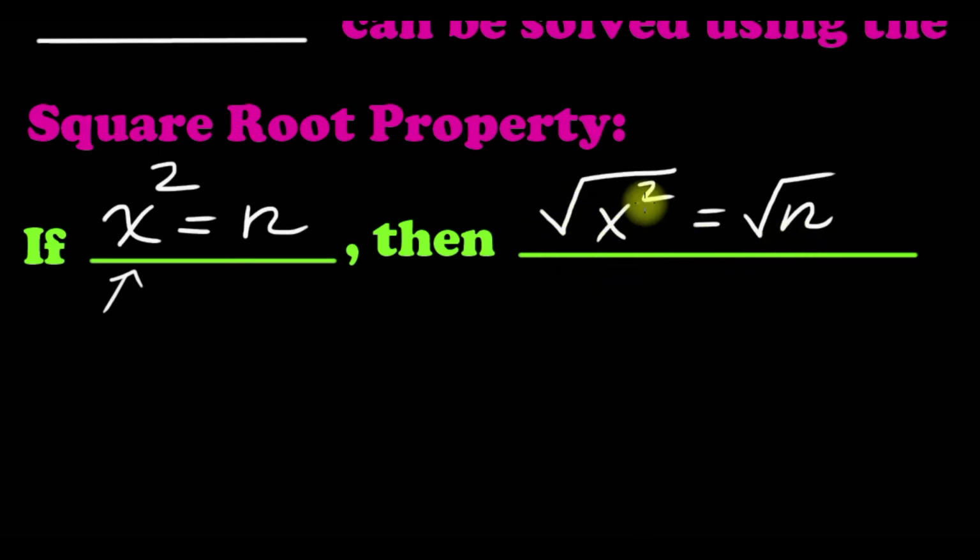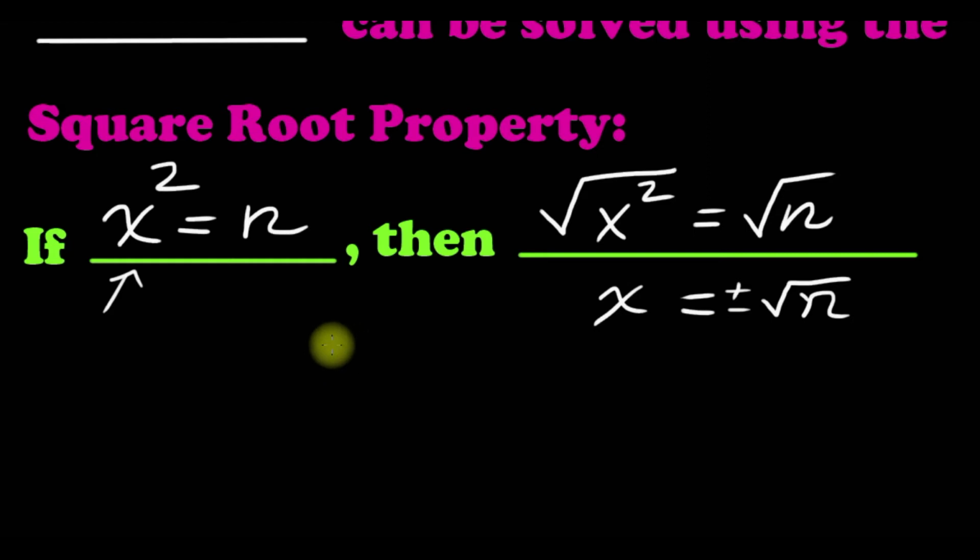When you take square root of x squared, you're just going to get x. And then over here, square root of n, we don't know what n is, so we're just going to keep it like that. Anytime you solve an equation in this case, you're going to need a plus or minus in front of your number. Let me explain why you need that plus or minus.